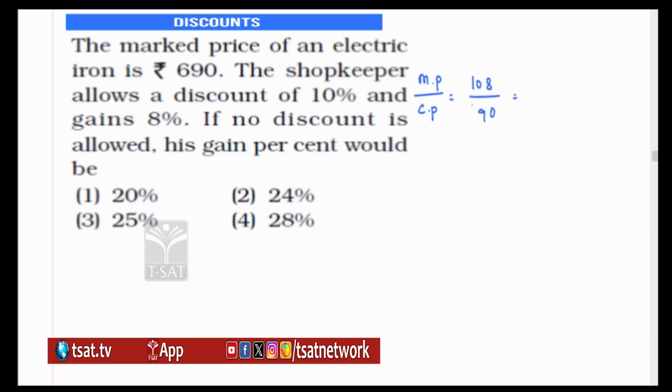If no discount is allowed, you can say 9 10s are 90, 9 12s are 108, so 12 by 10. Generally, cost price is 10. If no discount is allowed, you sell it for 12 rupees only. You sell it for marked price only. Here 690 is a dummy value. You can put whatever value you want here, right? So this is CP, this is actually MP. If discount is not allowed, then MP becomes SP. Therefore profit percentage is 20%.